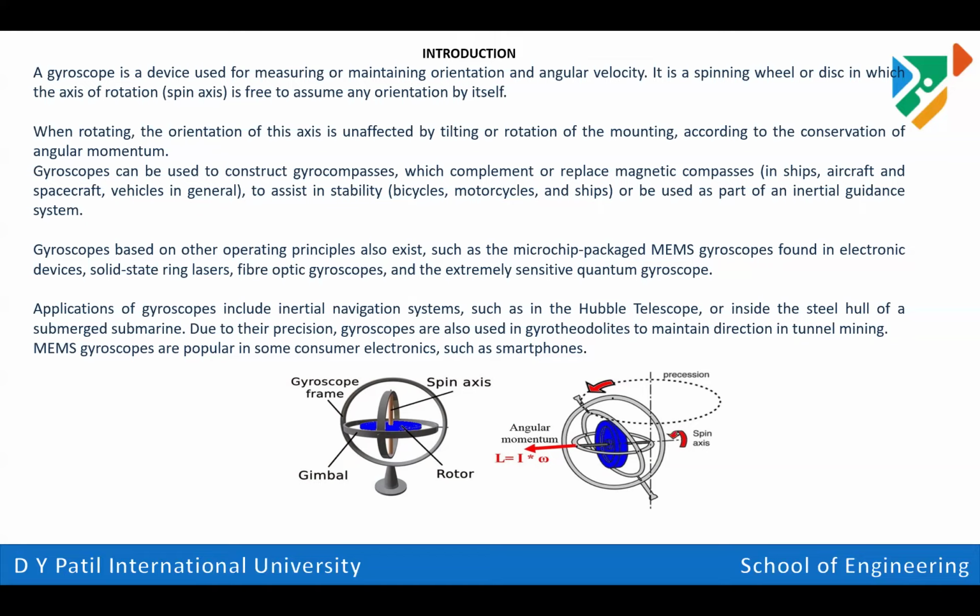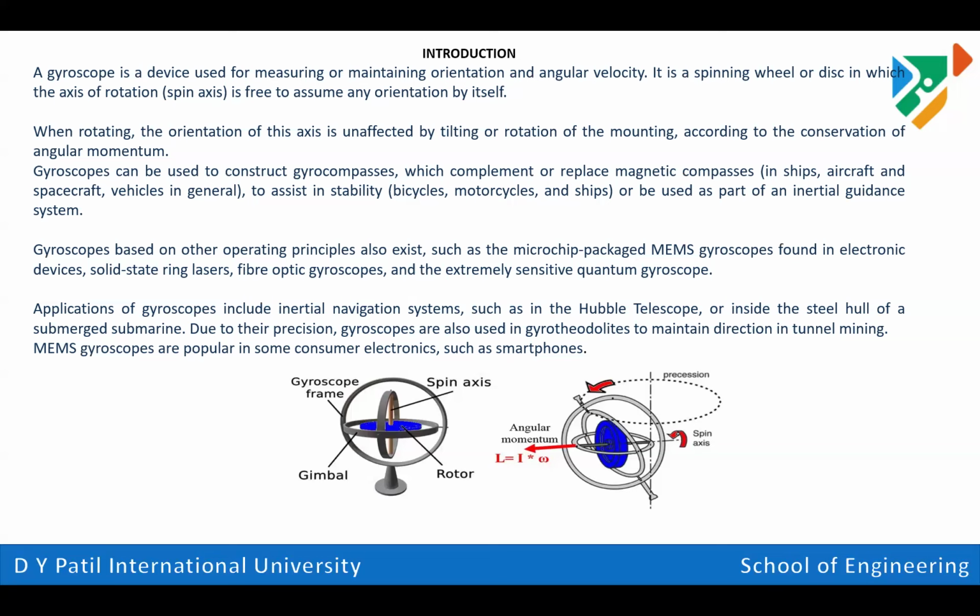Now, gyroscopes based on other operating principles also exist, such as MEMS gyroscopes found in electronic devices. Gyroscope applications include inertial navigation systems, such as in the Hubble telescope, or inside a steel-hulled submerged submarine.